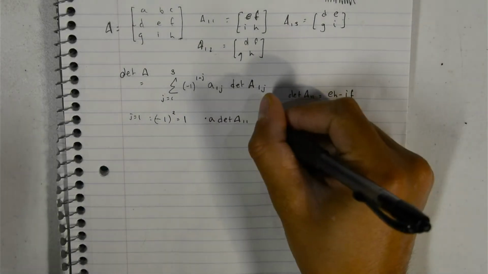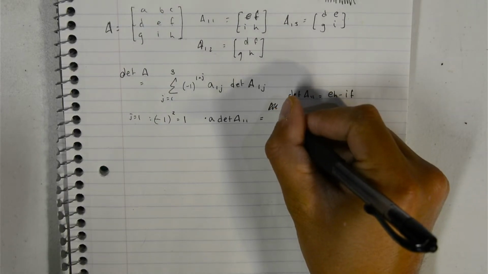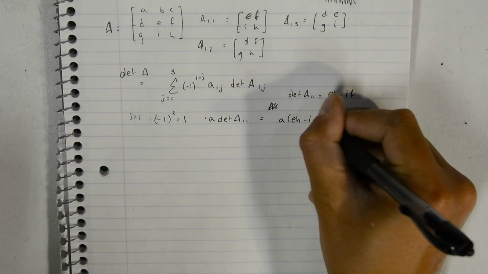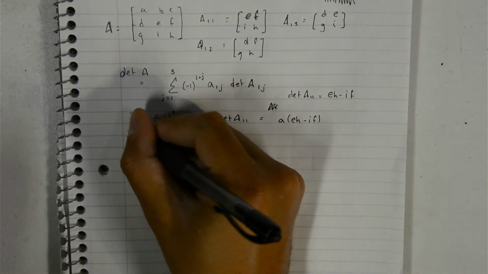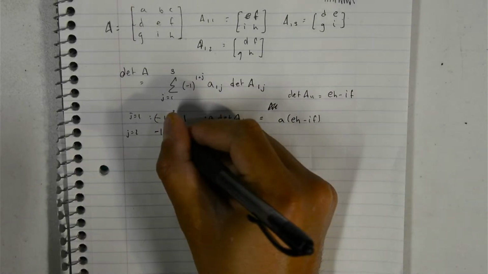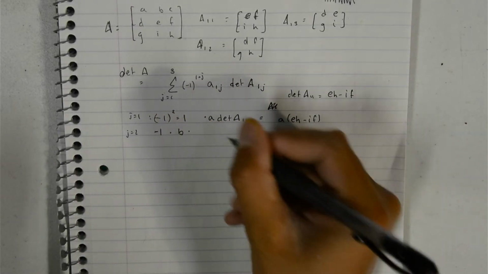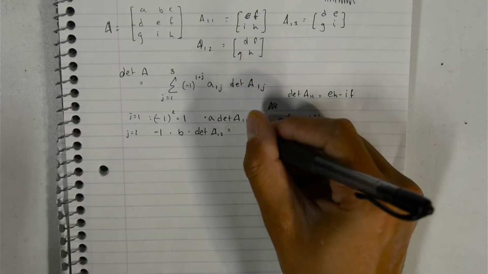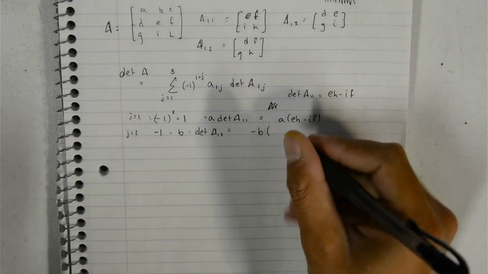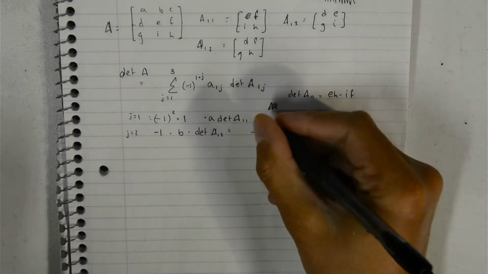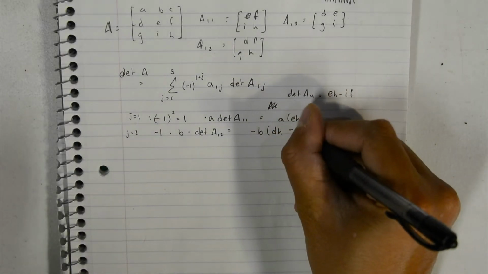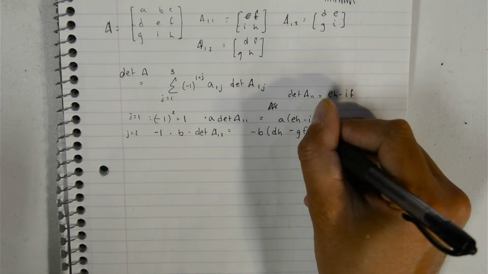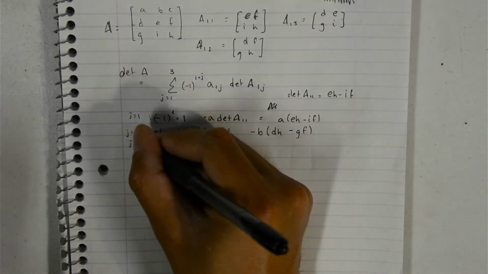So this first entry is going to be A(EH minus IF). Okay, then j equals 2. We're going to get minus 1 times B times det A12, which is equal to minus B, det A12 is going to be DH minus GF. And then finally, j equals 3.